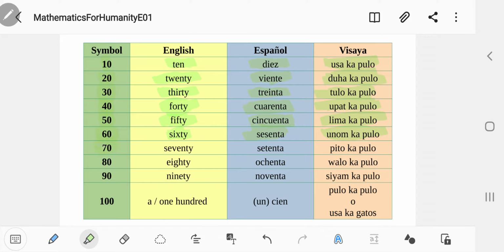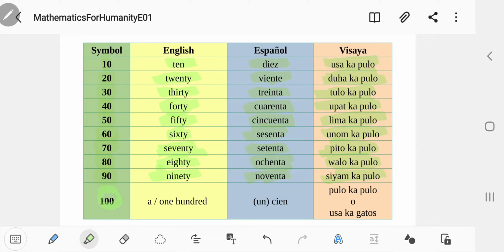And then 70 represents the number 70. En Espanol, 70. Sa Bisaya, 7 ka pulo. And then you have 80 representing the number 80. En Espanol, 80. Sa Bisaya, 8 ka pulo. And then you have 90 here. The symbol 90 representing the number 90. En Espanol, 90. In Bisaya, 9 ka pulo.